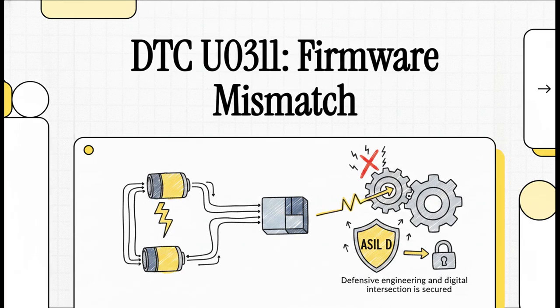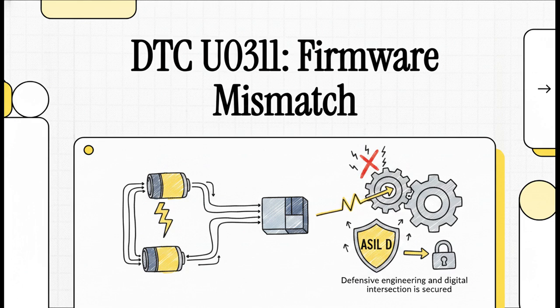Welcome to the Explainer. Today we're diving into a seriously high-stakes engineering reality. It's about one of the absolutely crucial safety mechanisms in modern EVs, the dual motor controller firmware version mismatch. Technically, it's known as Diagnostic Trouble Code, or DTC, U0311. Now listen, this isn't your everyday IT glitch where an app just freezes up and you reboot your phone.